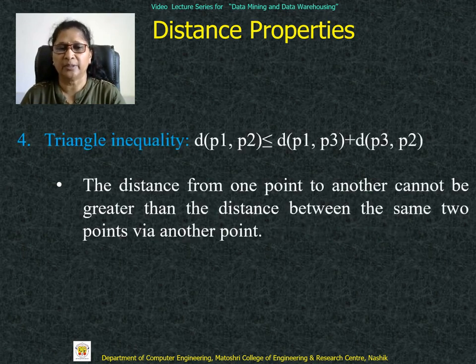And the fourth important property is triangular inequality. It says that the distance from one point to another point cannot be greater than the distance between the same two points via another point. That is, the distance between P1 and P2 is always going to be less than or equal to the distance if we travel from P1 to P2 via P3. That is this point we are traveling.